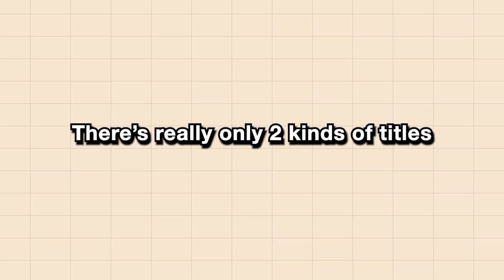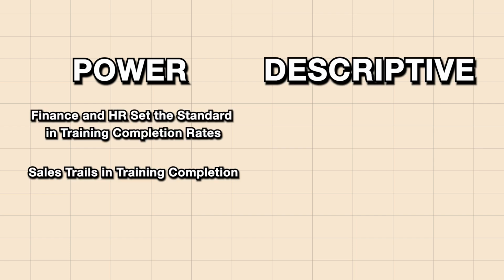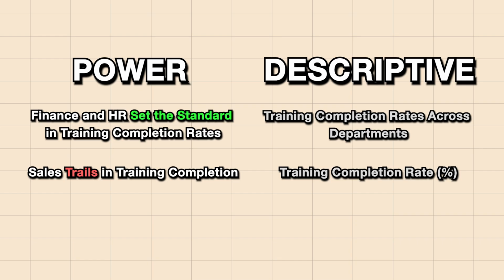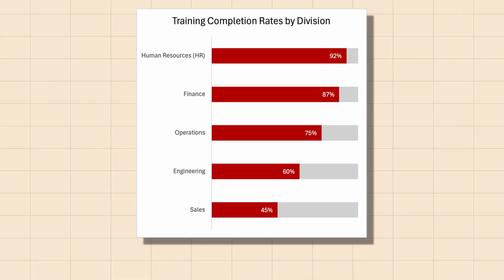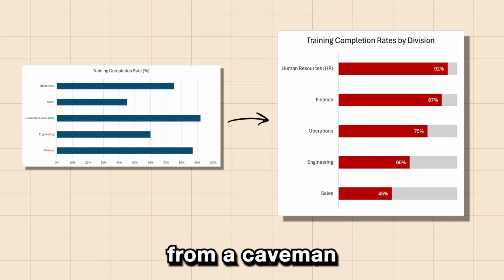There's really only 2 kinds of titles: power titles or simply just descriptive titles. A power title conveys a key insight or takeaway, while a descriptive title simply presents the chart's subject. In our example, we'll choose a simple descriptive title. You did it! You have officially leveled up from a caveman.